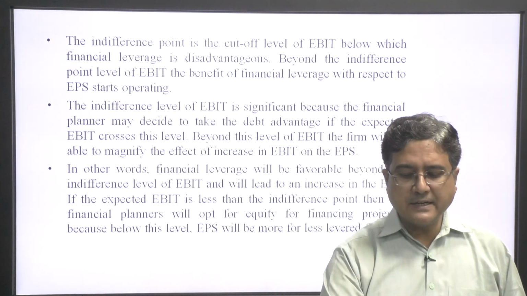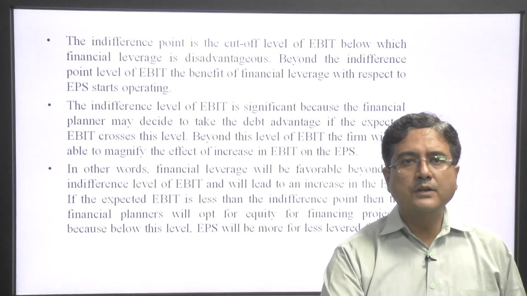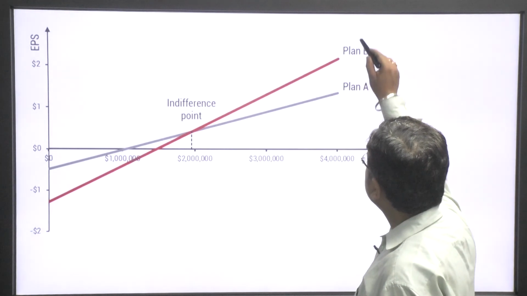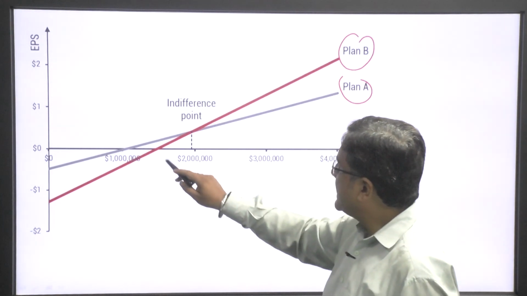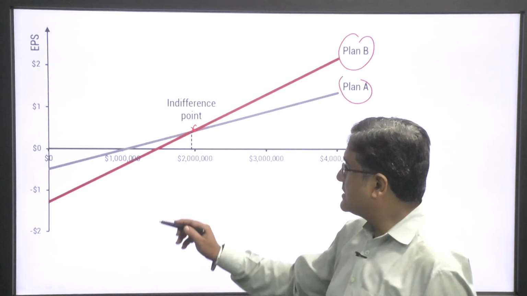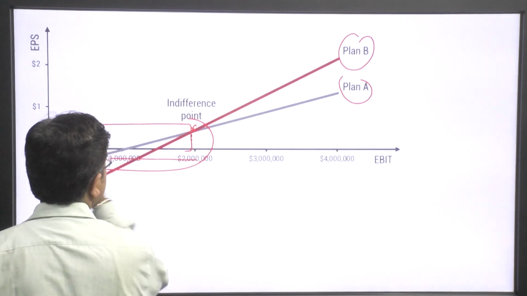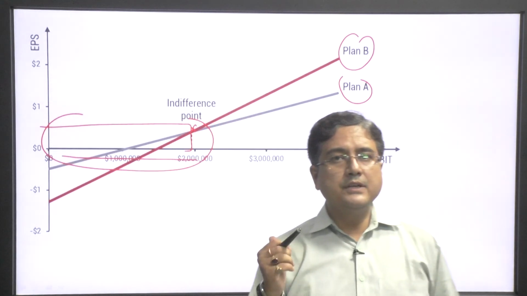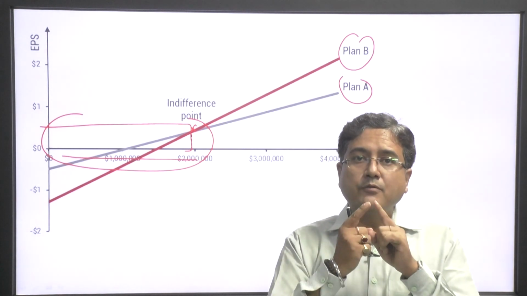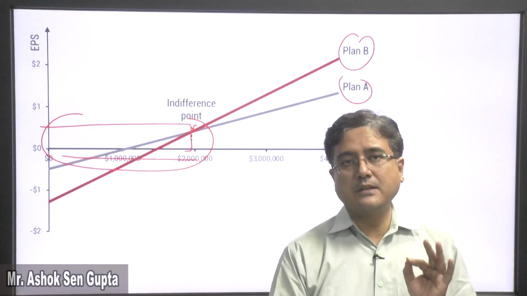So, if the expected EBIT is less than the indifference EBIT, leverage will be more difficult. So, this is the point, and here we have two plans and in these plans we are getting the same kind of EPS. So, this is a factor, and at this level we choose the EPS. So, the indifference point is the point where we get the same EPS at different financial plans. So, this is the simple theory of the indifference level.